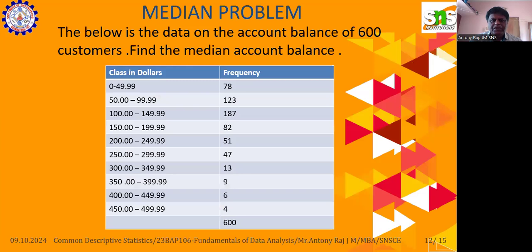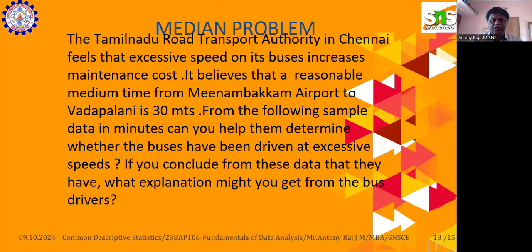And there are two more sample sums given. Here is the account balance of 600 customers, organized in class intervals. We need to find the median account balance. And this is one more sum where we can use the median and get to a particular decision.